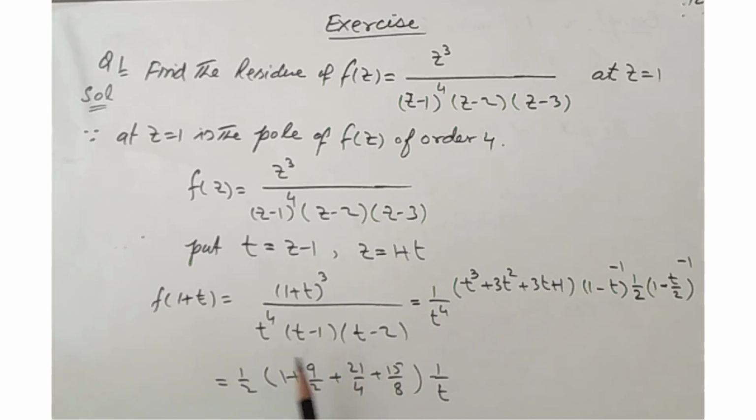Now we take these two terms to form it as a numerator. This becomes 1 by t^4, and expand this term, 1 plus t cube, the expansion of 1 plus t cube, and these two terms we take them as a numerator. Now after expanding these terms by using the binomial series and after simplification, this value becomes 1 by 2, 1 plus 9 by 2 plus 21 by 4 plus 15 by 8 into 1 by t.